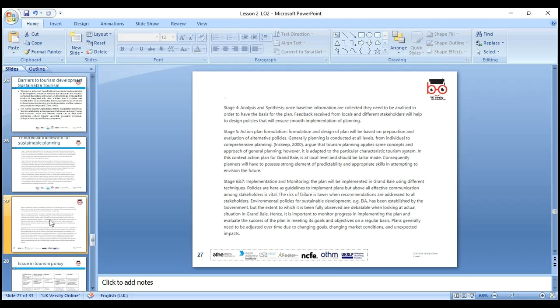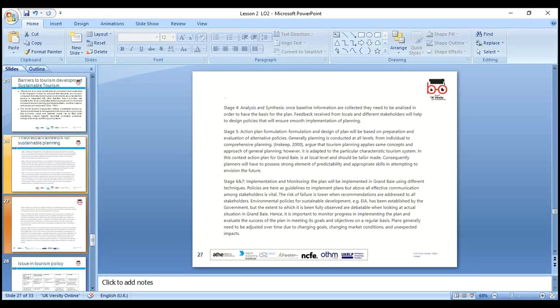Implementation of the plan is done using different techniques. Policies are guidance to implement the plan. Effective communication is really needed among the stakeholders. The risk of failure is lower with the recommendations to address it. Environmental policies will need to be established with government integration. Debatable, looking at actual situations. It is important to monitor the progress, with a reporting system within our organization.